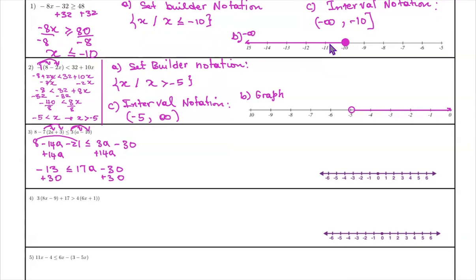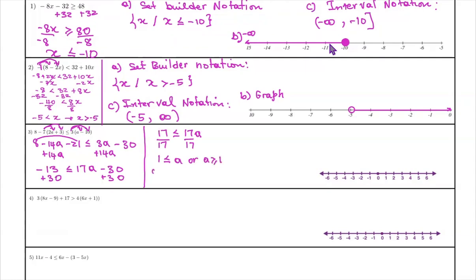we will get 17 less than or equal to 17a. Dividing by 17, we get 1 less than or equal to a, or a is greater than or equal to 1.